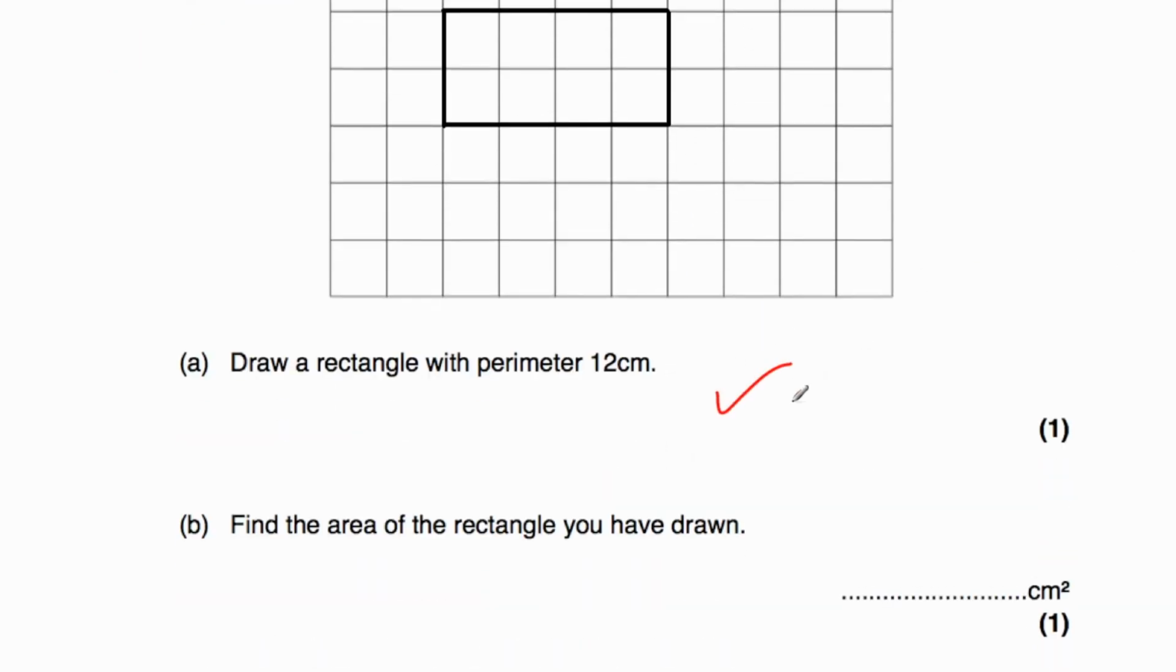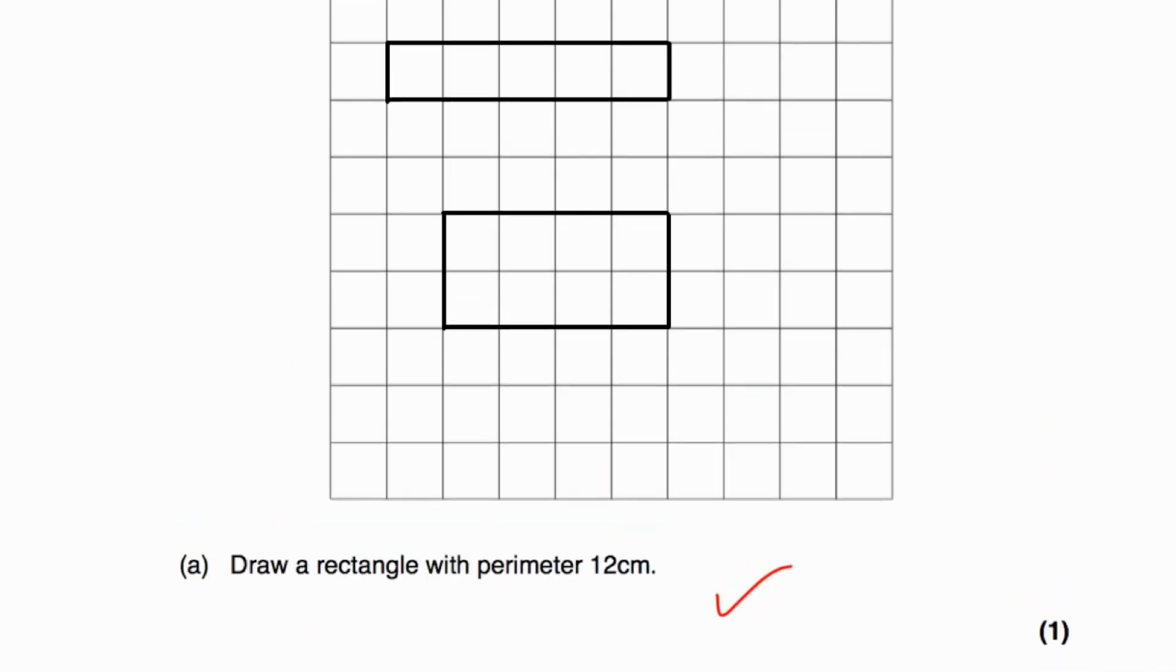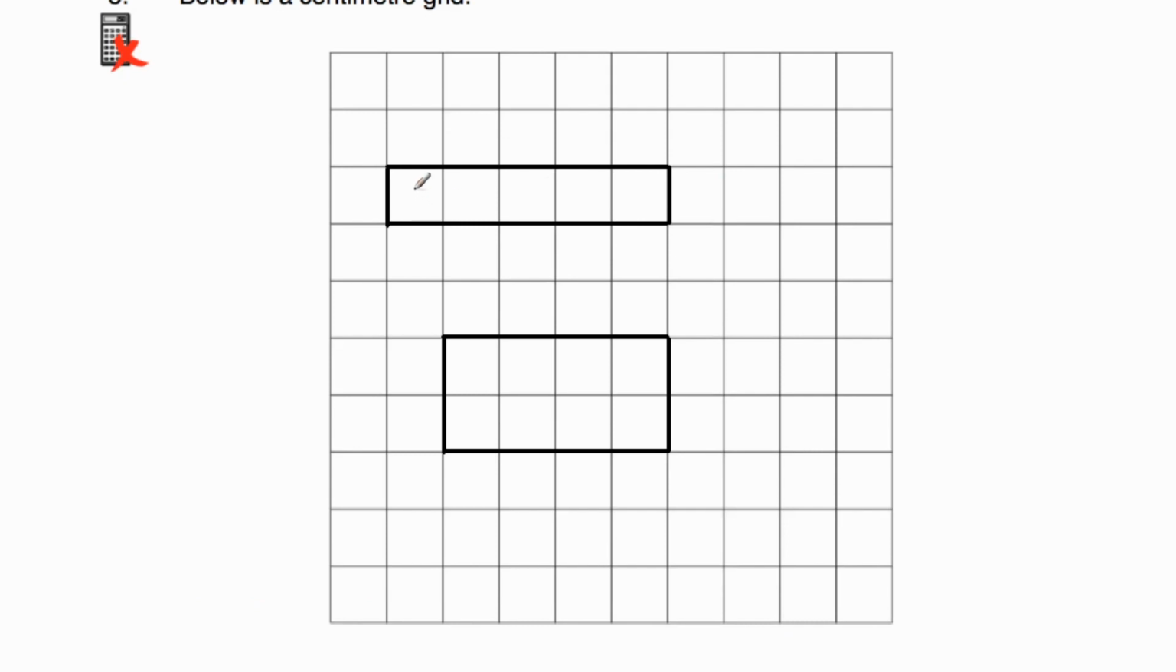So we've done part A, and part B says find the area of the rectangle you've drawn. So let's find the area of both of these rectangles. If you've drawn this one, it would have an area of 1, 2, 3, 4, 5. So the area of this rectangle will be 5 centimetres squared. If you drew a rectangle like this, it would have an area of 1, 2, 3, 4, 5, 6, 7, 8.